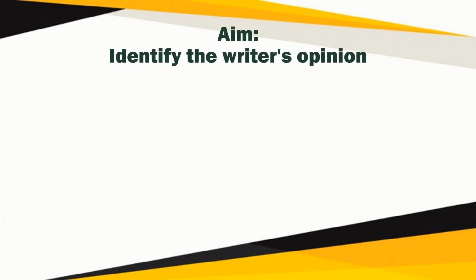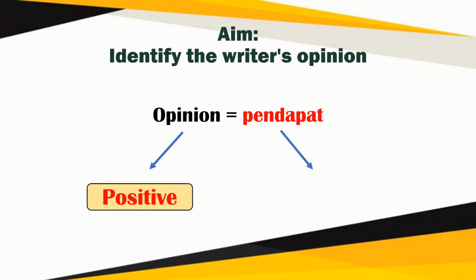The aim for our lesson today is to identify the writer's opinion. So, when we identify a writer's opinion, it is pendapat, okay, and it can be divided into positive opinion and negative opinion.